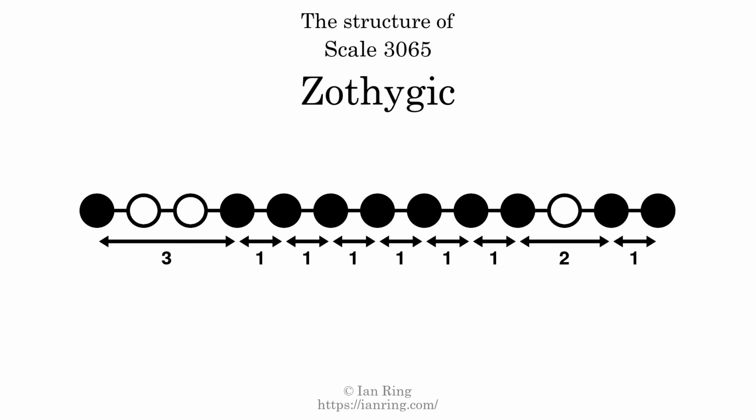The structure of a scale is a description of the interval distance between each successive tone. This scale has a structure of 3 1 1 1 1 1 1 2 1.